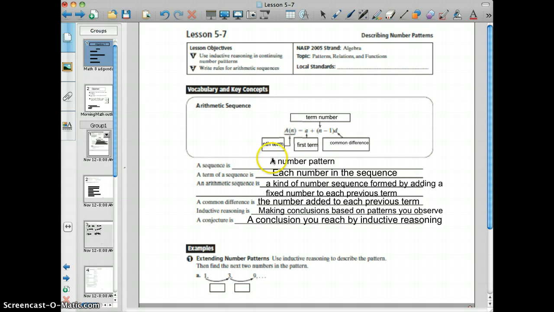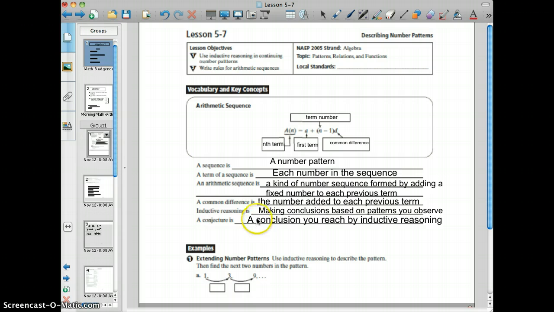We have a sequence, which is just a number pattern, and then we have a term of a sequence. Each number in a sequence, okay, is a term. So the first number in the sequence is the first term, the second number is the second term, and so on. And then an arithmetic sequence is a kind of number sequence formed by adding a fixed number each time. So I'm going to start out at one number and then I'm going to add the same number over and over and over again. And then we have a common difference, and the common difference is a number that's added to the previous term in order to get the new number.